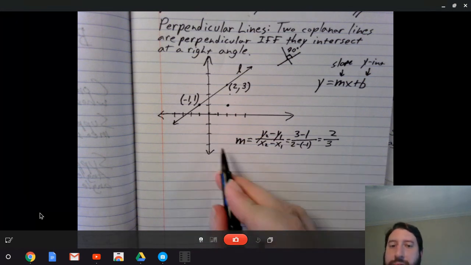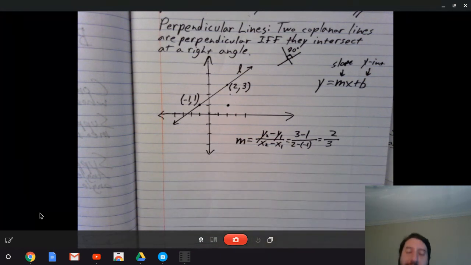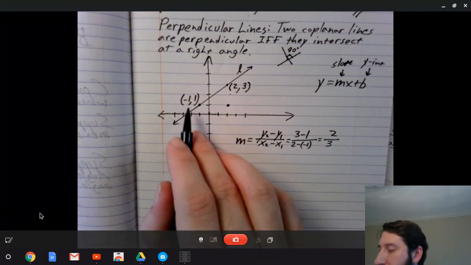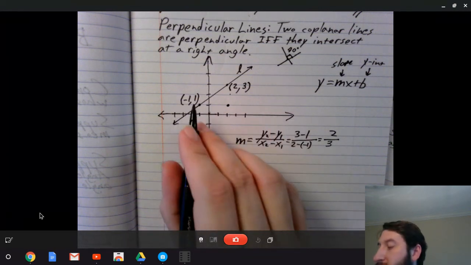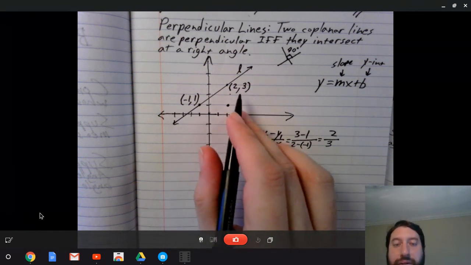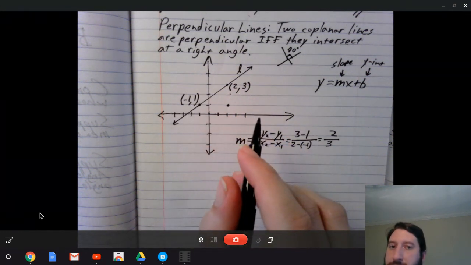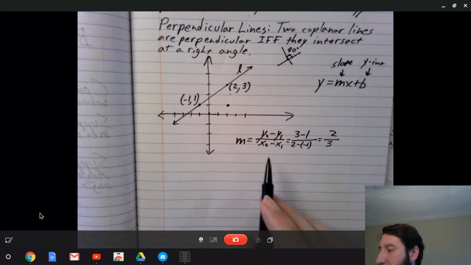But you need to know how to do it this way, because on the test and on the CBA, a lot of the questions are not going to give you endpoints on a graph, but they're going to give you 2 points on the line. And that's all they're going to give you. They're not going to give you a pretty picture. So you need to be able to work with just the points alone.